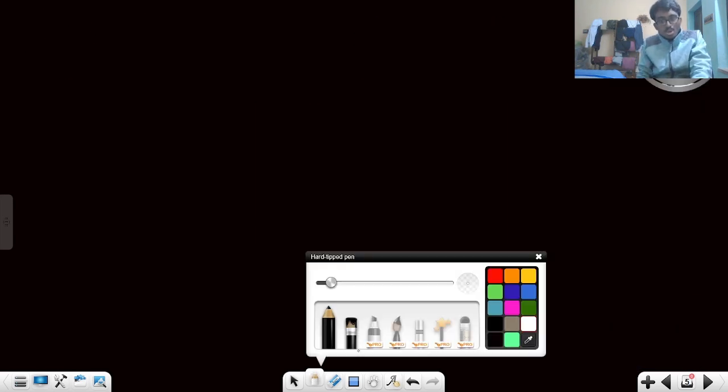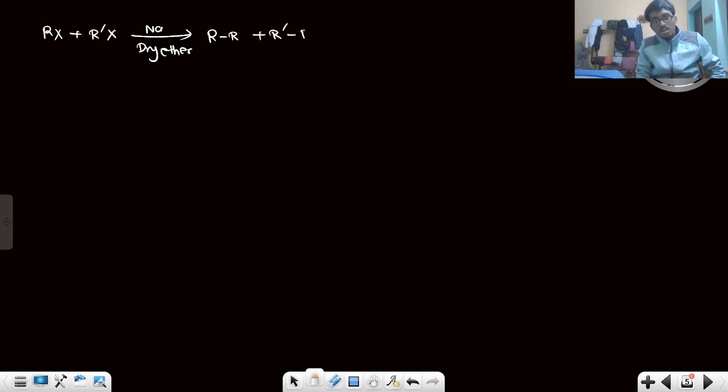Suppose it is not a symmetrical one. What do I mean, sir? Not a symmetrical one. Suppose I am using RX plus R'X and I am treating it with Na in presence of dry ether. So what will it form? It will form R-R plus R-R' plus R'-R'. There are three different products it will form, plus 2NaX.